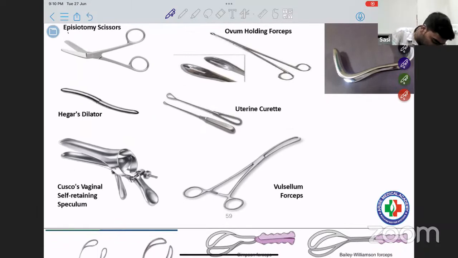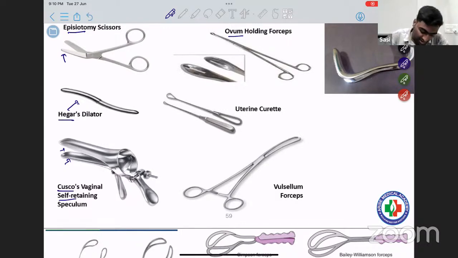And this is how the episiotomy scissors look, which will be non-traumatic in nature, and this is how the Hegar dilator looks, which will pass into the cervix to know the dilatory range. This is how the Cusco speculum looks like, which will be self-retaining in nature, and this ovum forceps will be having this scoop.